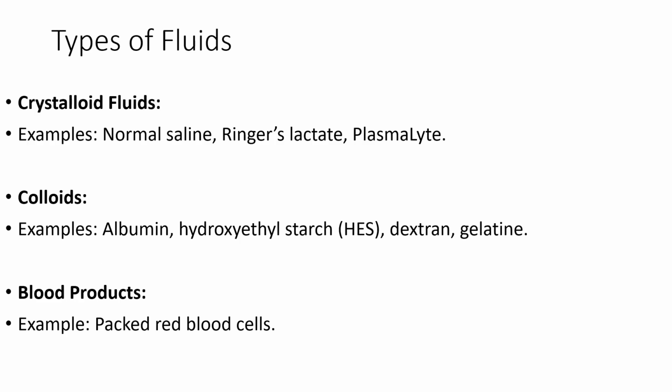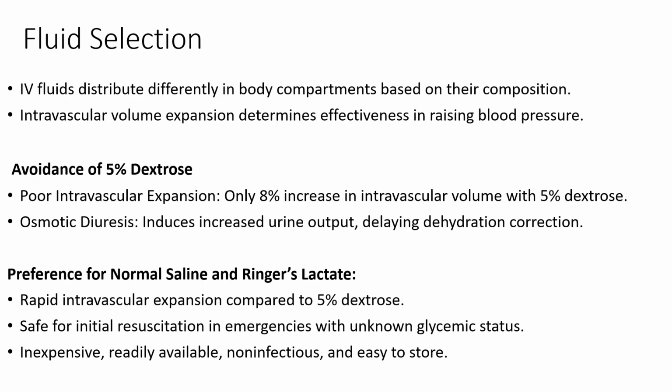Types of fluids: we have crystalloids, which include normal saline, Ringer's lactate, and Plasmalyte. Then we have colloids, which include albumin, hydroxyethyl starch, dextran, and gelatin. Then we have blood products, including packed red blood cells. Fluid selection: IV fluids distribute differently in different body compartments based on their composition, and intravascular volume expansion determines the efficacy in raising the blood pressure.